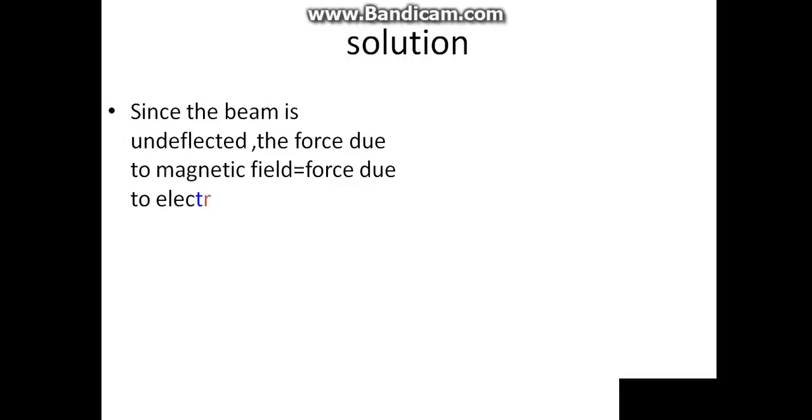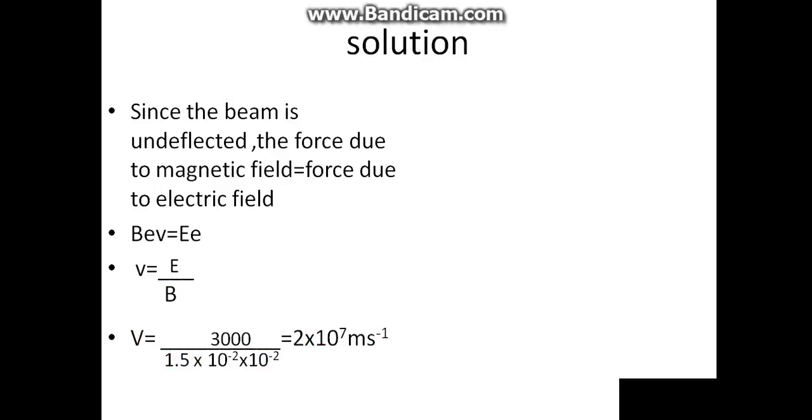Solution. Since the beam is undeflected, the force due to the magnetic field is equal to the force due to the electric field. BeV = eE. Therefore, V is equal to E over B. V is equal to 3000 over 1.5 × 10^-2 × 10^-2, which is equal to 2 × 10^7 meters per second.